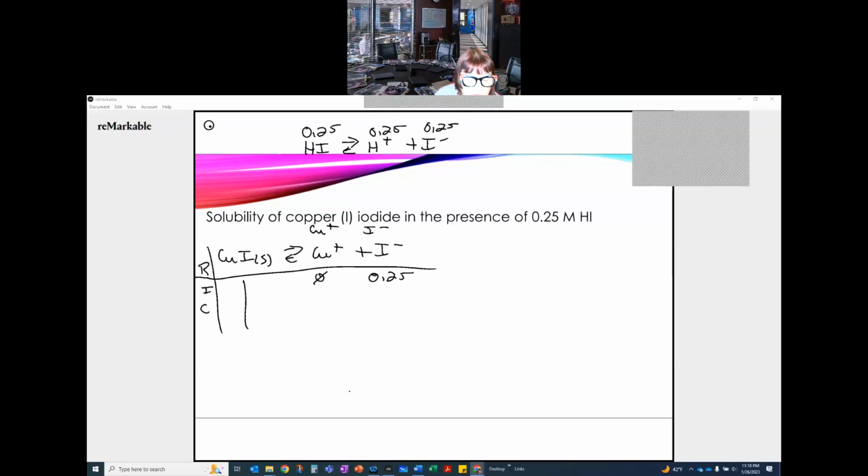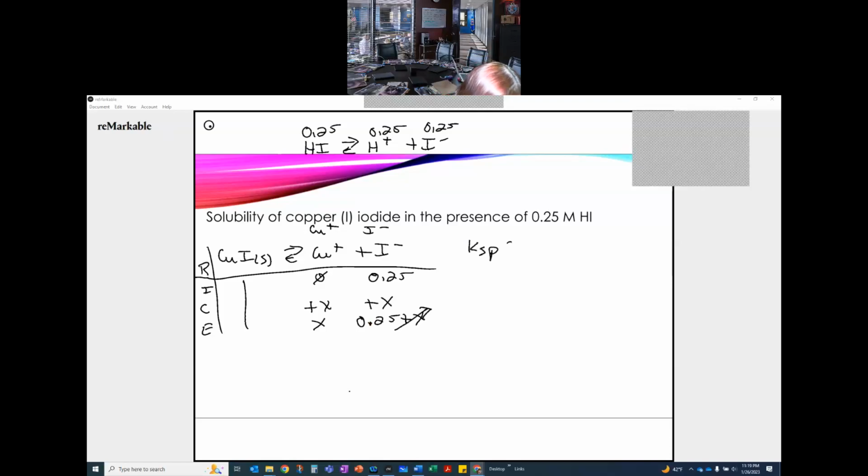My change is always going to be based on the stoichiometry. So for every copper iodide that breaks down, I get 1 copper and 1 iodide. So I end up with X in both of those locations. Okay? At equilibrium, we're going to have the copper being X and my iodide being 0.25 plus the X, being really small, we ignore that and just leave it as the 0.25.